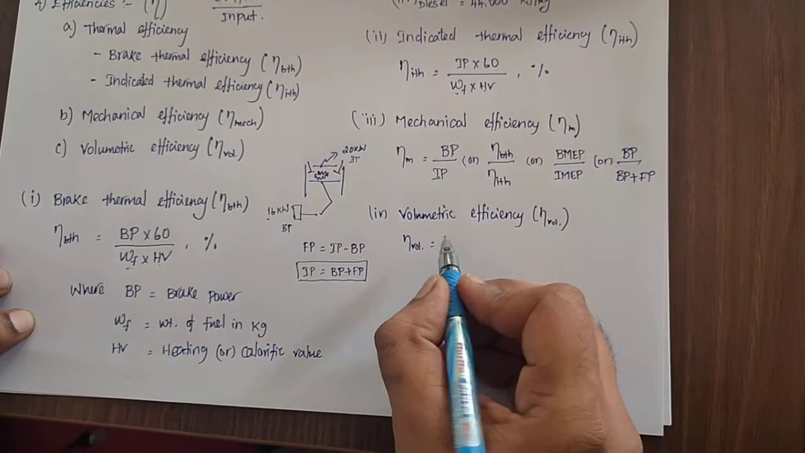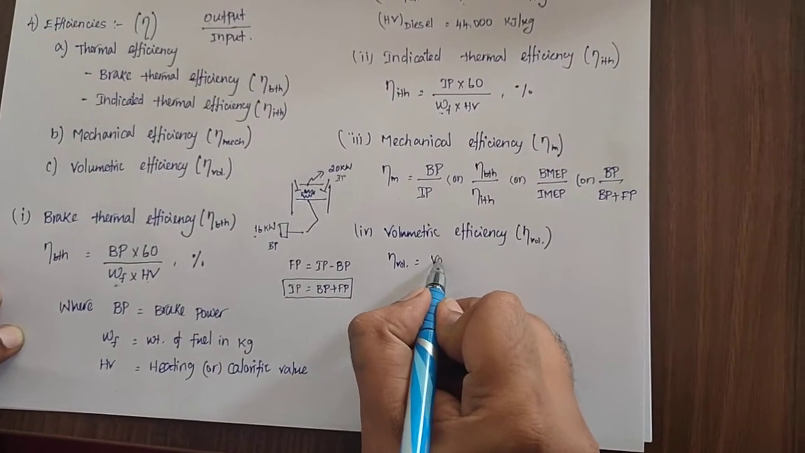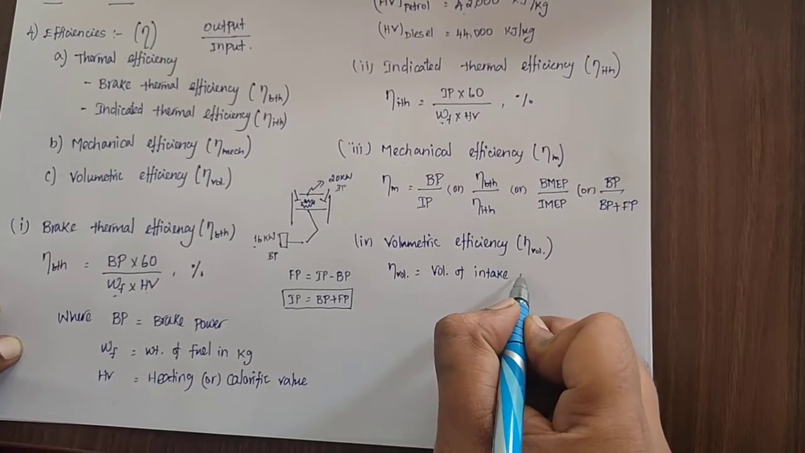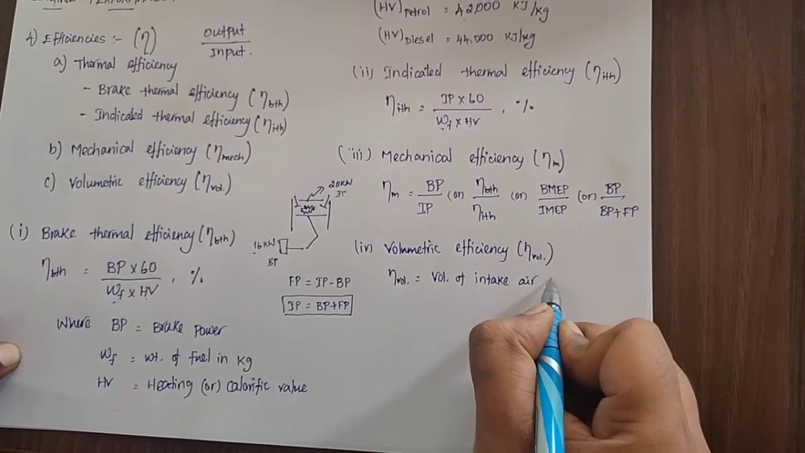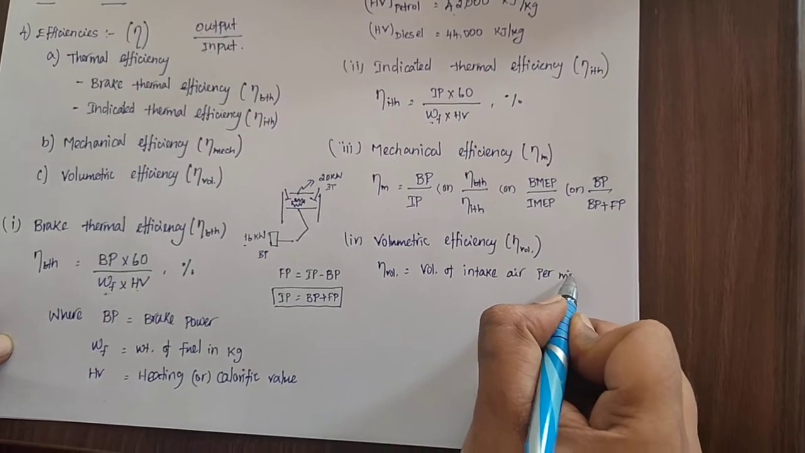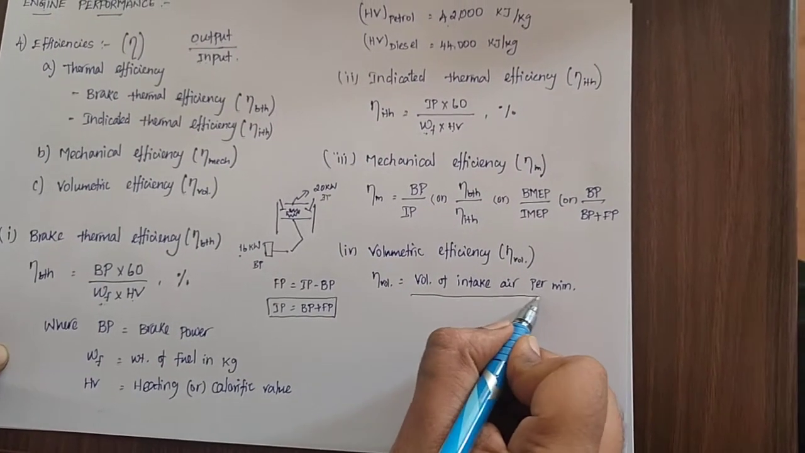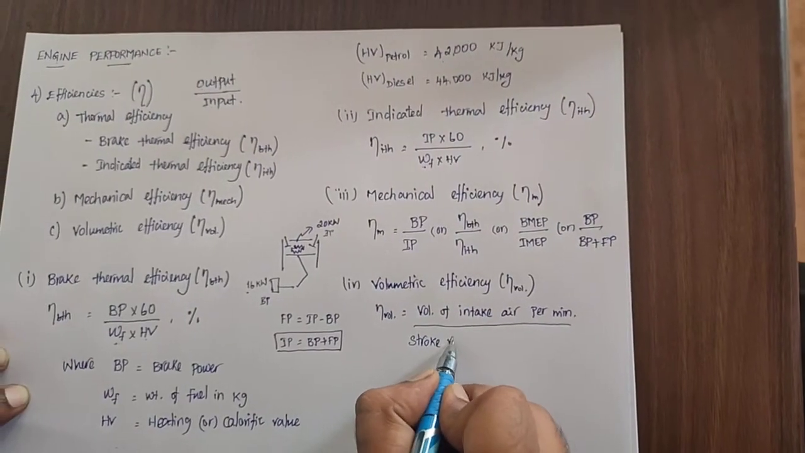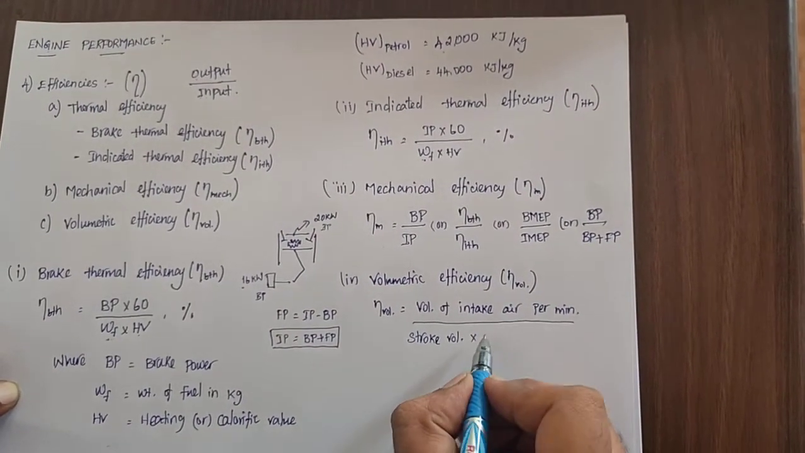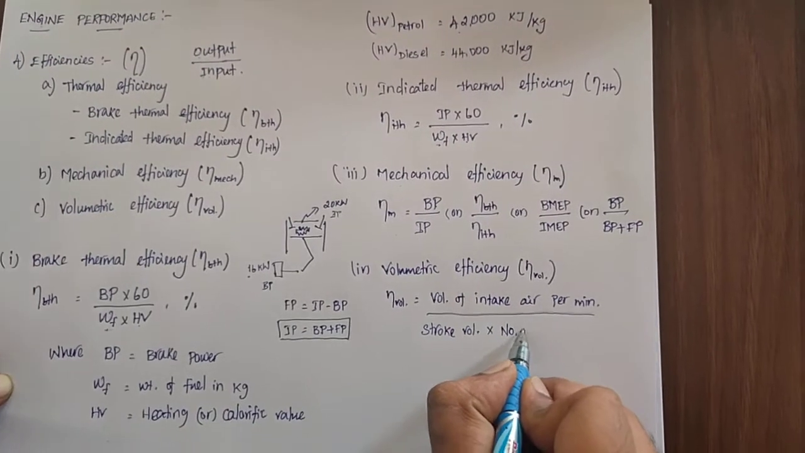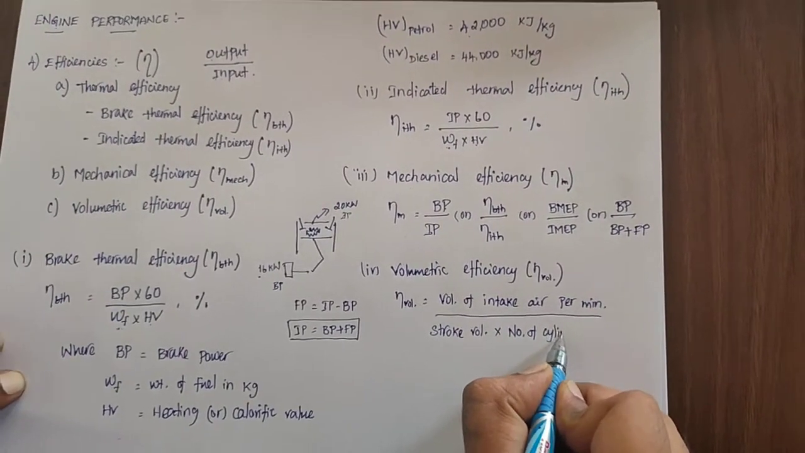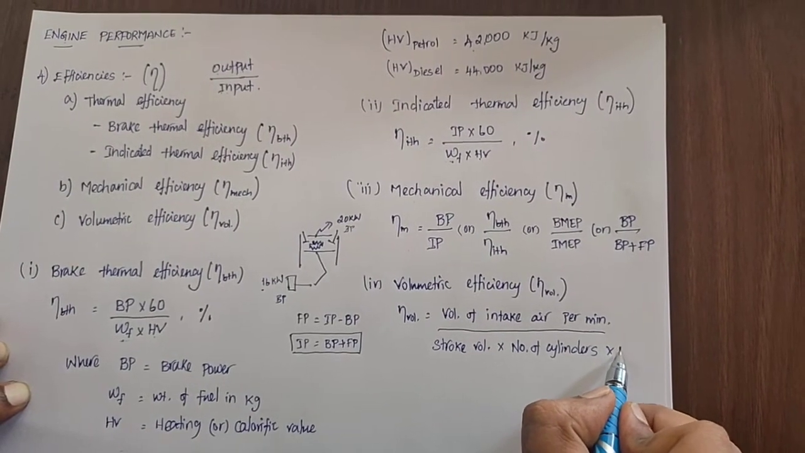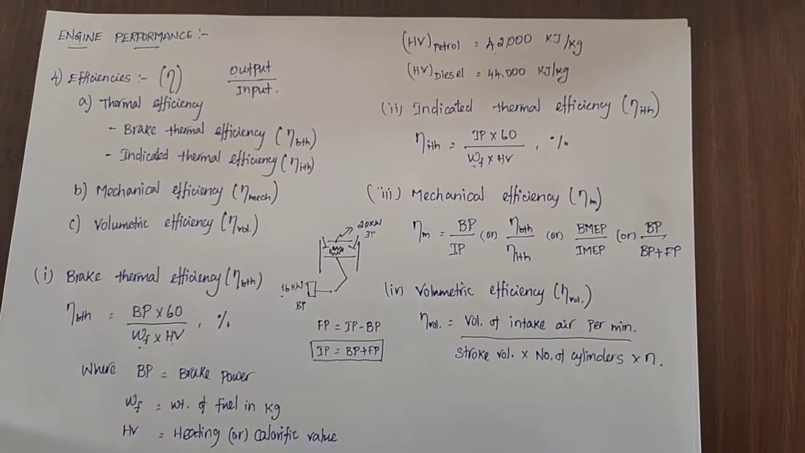So volumetric efficiency can be determined by the formula: volume of intake air per minute divided by stroke volume into number of cylinders into N, which is the RPM.